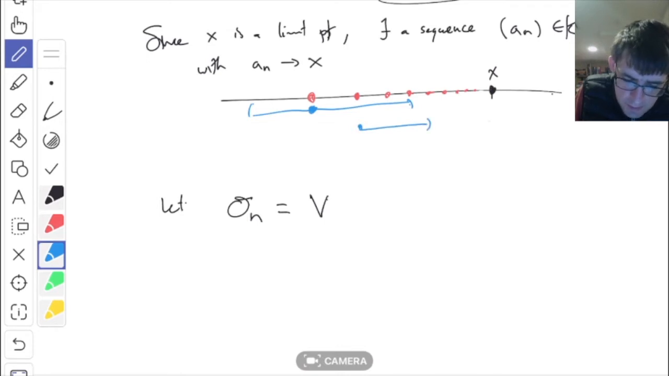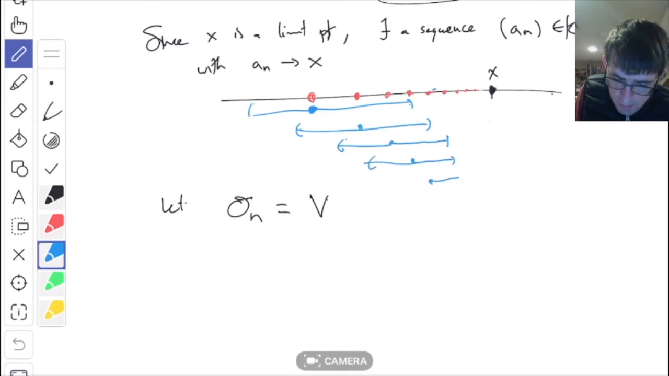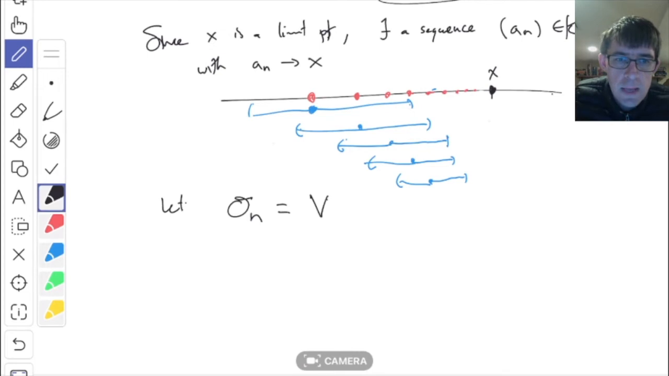And then it doesn't really matter how far it stretches to the left, but we might as well just make it symmetrical. So each one goes half of the way to X. This one goes half of this way, and so on. In some fancy language here, ON is the neighborhood around AN, whose radius is the absolute value of AN minus X, over 2. The radius of each of these sets is half the distance from that point to X.